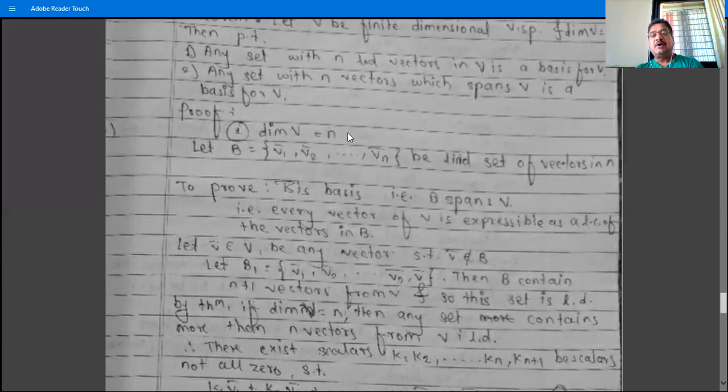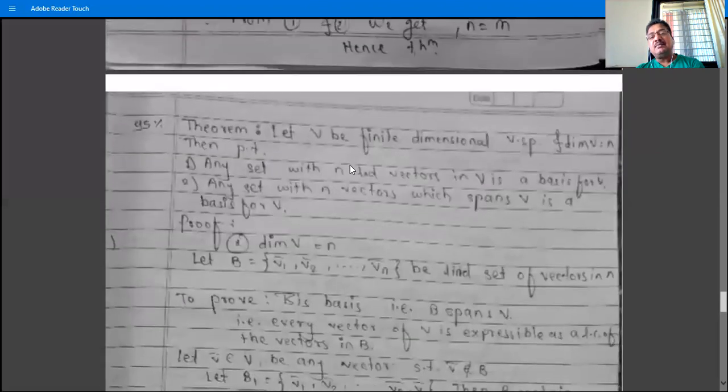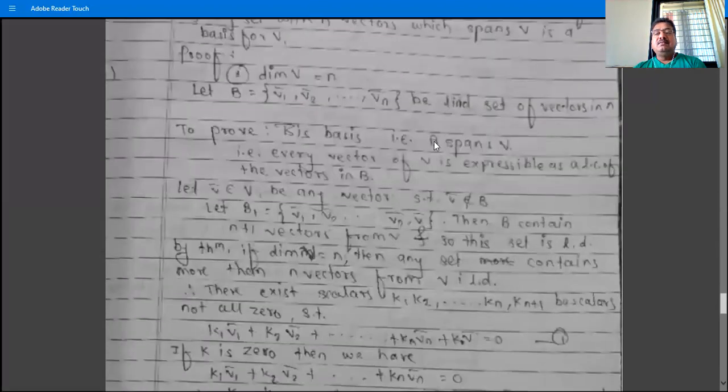In order to show a basis for vector space V, we have to show B is linearly independent and B spans V. But here we have that B is a linearly independent set, so now we have to show only that B spans V. After completion of this theorem, in order to show a set is a basis for a vector space, we prove any one condition. Already this is linearly independent. Now we have to show B spans V.